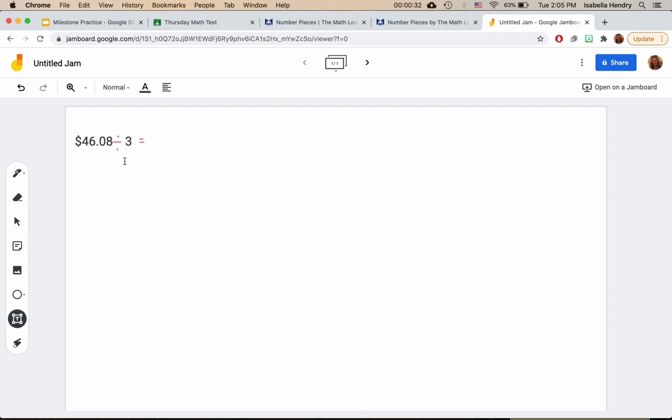So I'm thinking to myself, okay, do I know any 3's facts that could help me here? I know 3 times 10 is 30. That's still too small. 3 times 15 would be 45. Oh, hey, that sounds about right. So I'm going to estimate that it would be about $15 a flower, because I know that 15 times 3 is 45.